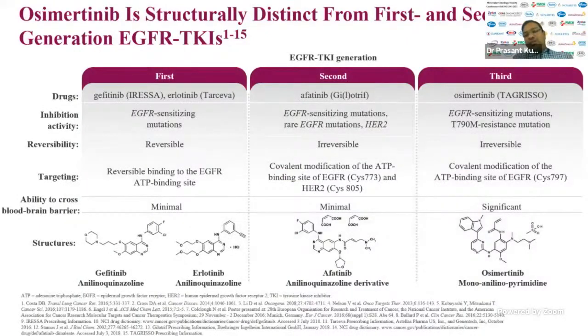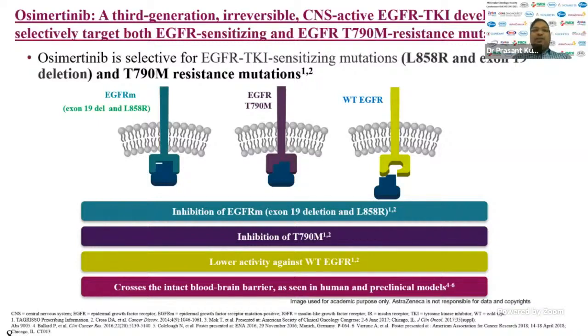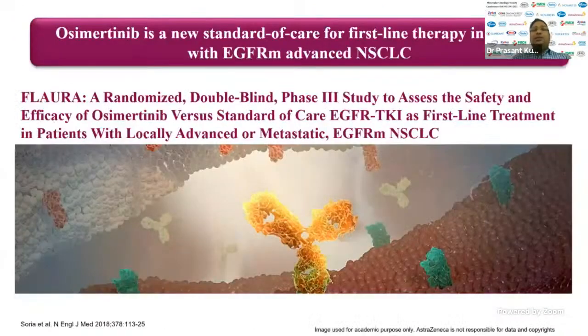So in these slides, there is a structural difference between the third and first generation. Gefitinib and erlotinib are anilinoquinazoline derivatives, whereas osimertinib is a mono-anilino-pyrimidine. It has the highest CNS penetration. It is an irreversible EGFR TKI inhibitor. So it is selective for EGFR TKI sensitive mutations, both L858R and exon 19, as well as T790M.